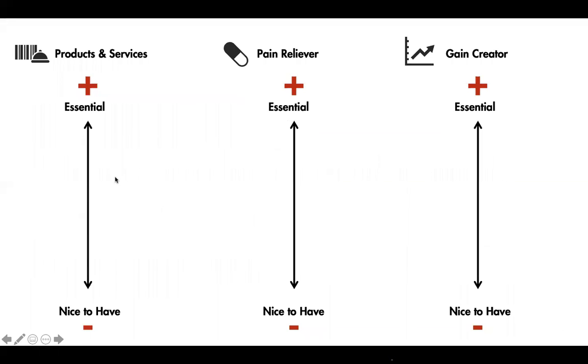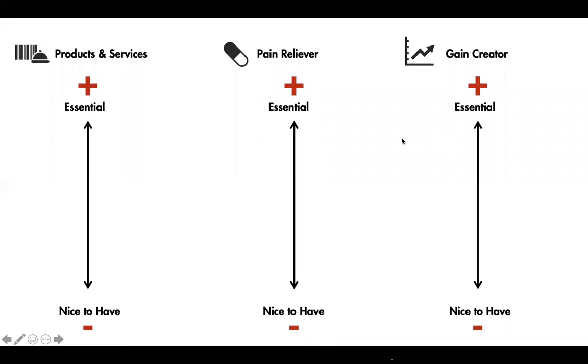So in terms of value map, right? Just as you have done with your customer profile, I encourage you to actually rank them and list them and order them according to essentials and nice to have, right? Is this part of the product that's essential to have, right? The pain reliever, is it essential to have this pain reliever, or is it just a nice to have, right?